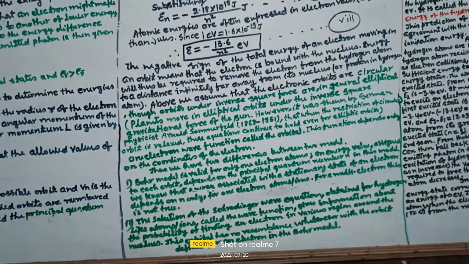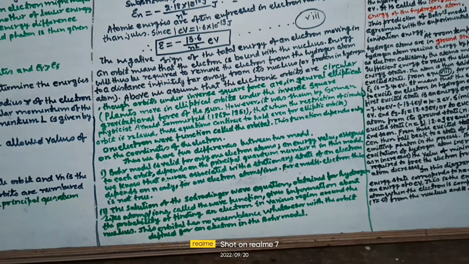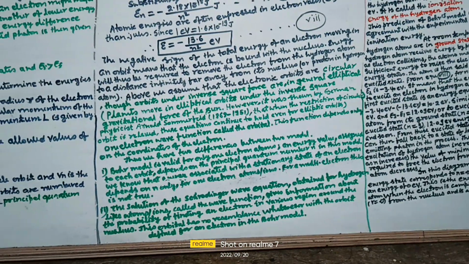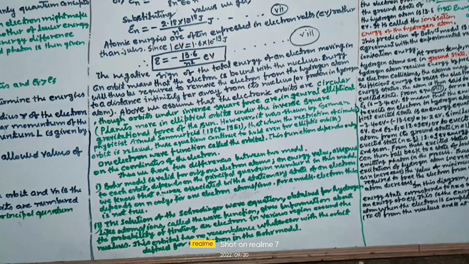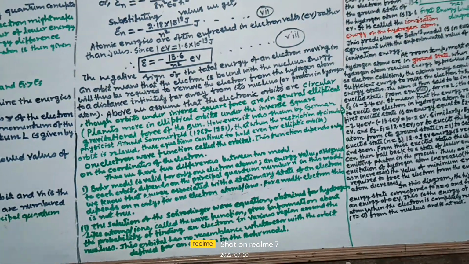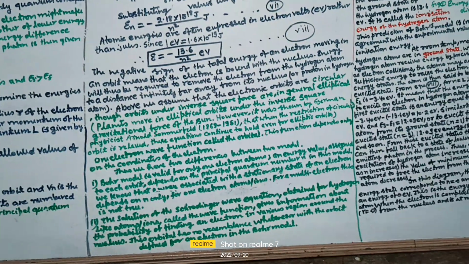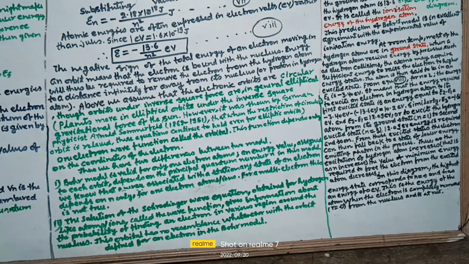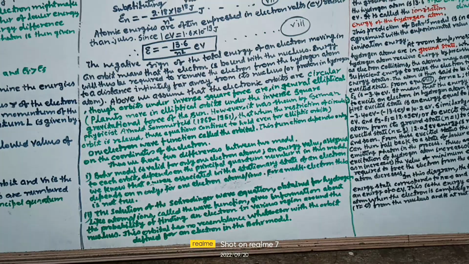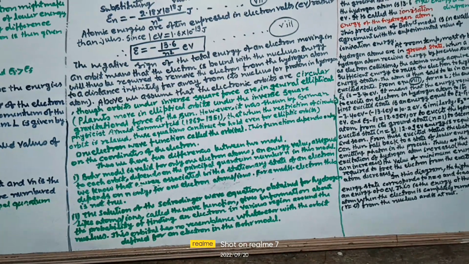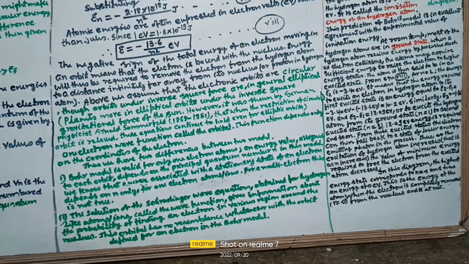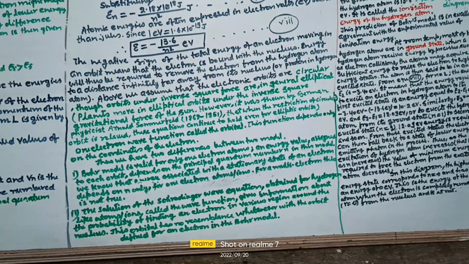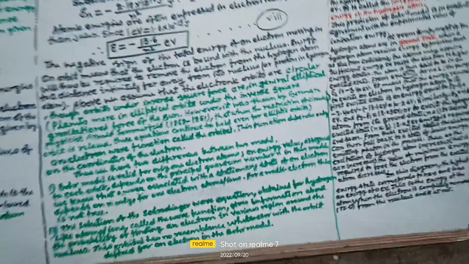The solution of the Schrödinger wave equation obtained for hydrogen atom, like atom or ion, called the wave function, gives information about the probability of finding an electron in various regions around the nucleus. This orbital has no resemblance whatever with the orbit defined for an electron in the Bohr model.